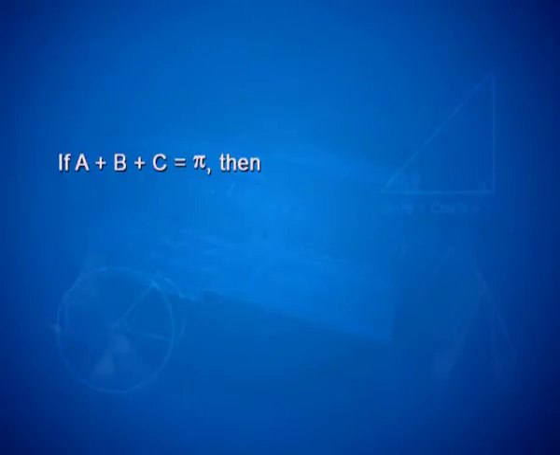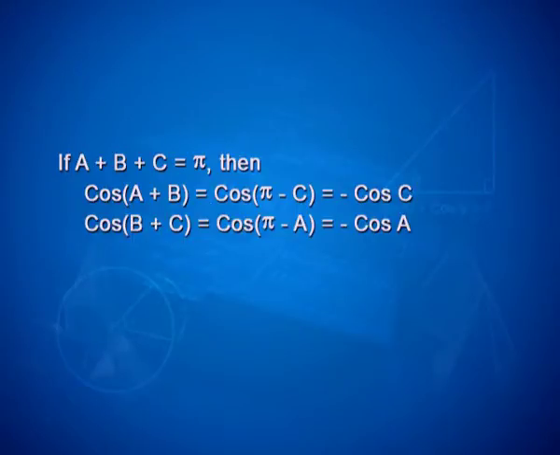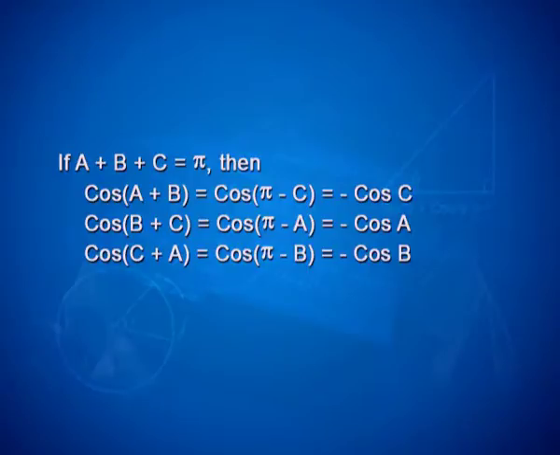If A plus B plus C is equal to pi, then cos of A plus B is equal to cos of pi minus C, that is equal to minus cos C. Cos of B plus C is equal to cos of pi minus A, that is equal to minus cos A. Cos of C plus A is equal to cos of pi minus B is equal to minus cos B.